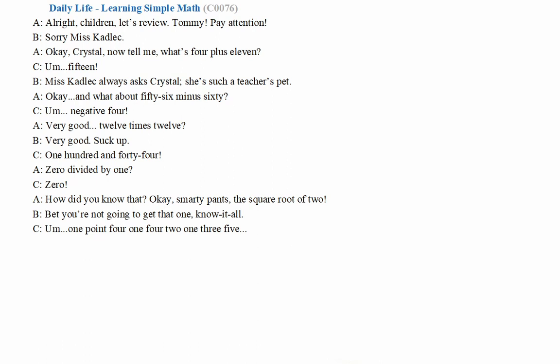All right, children, let's review. Tommy, pay attention. Sorry, Miss Cadlick. Okay, Crystal, now tell me. What's 4 plus 11? 15. Miss Cadlick always asks Crystal. She's such a teacher's pet. Okay, and what about 56 minus 60? Negative 4. Very good. 12 times 12? Very good. Suck up. 144. 0 divided by 1? 0. How did you know that? Okay, smarty pants, the square root of 2. Bet you're not going to get that one, know-it-all. 1.4142135.